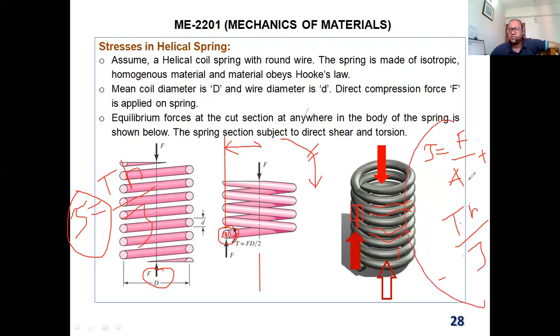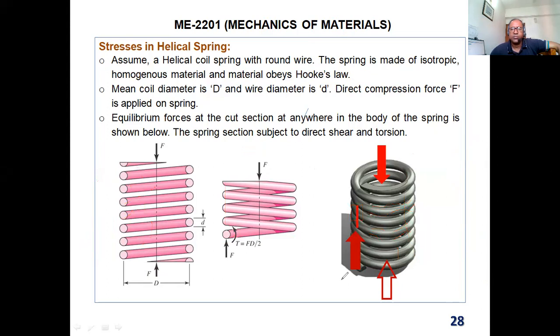From this fundamental formula, we will derive the stress formula for the spring. So if I share the MathCAD file with you, let's see how we can derive it.